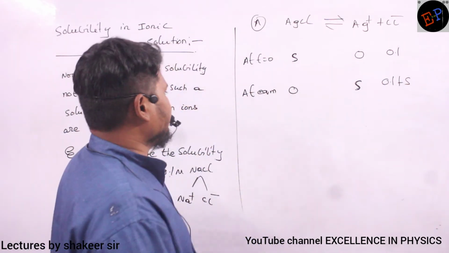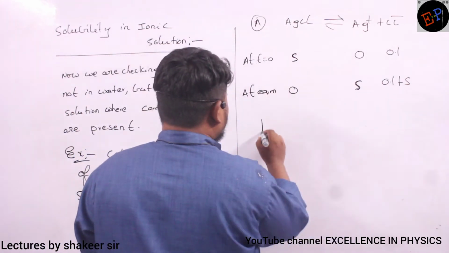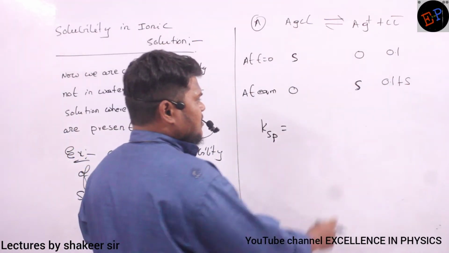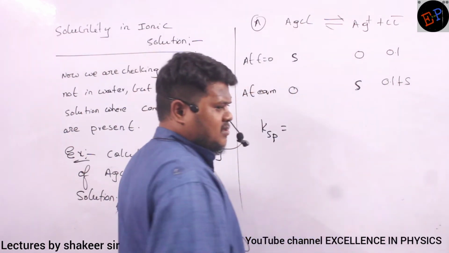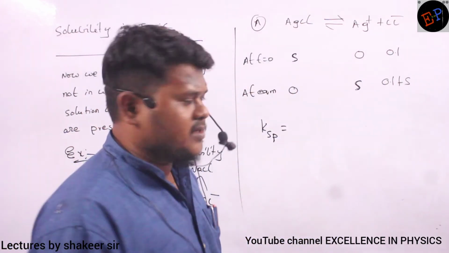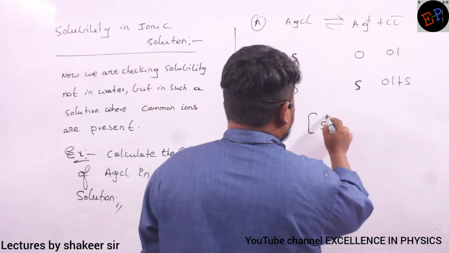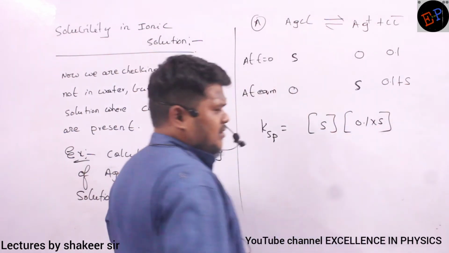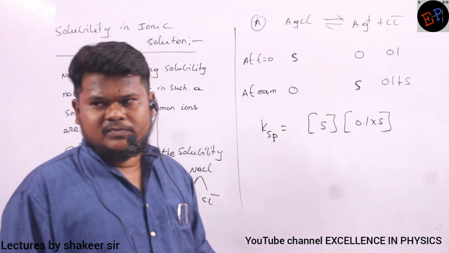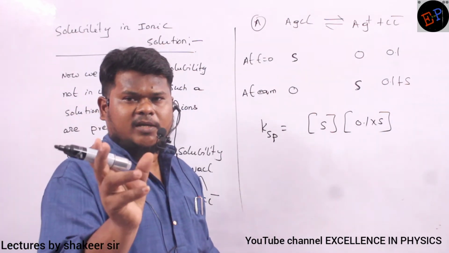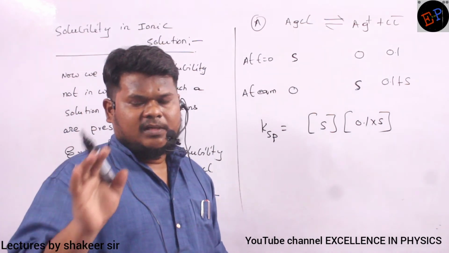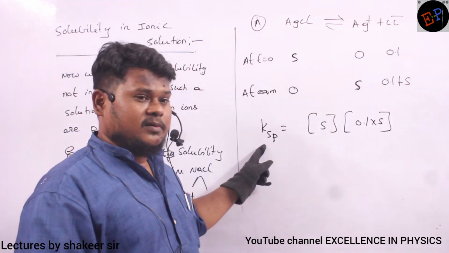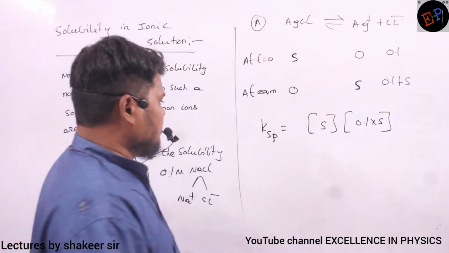Clear? Okay. So now how can you write Ksp? Ksp of a salt is the concentration of A plus multiplied by the concentration of B minus. So the concentration of Ag plus is S, multiplied by the concentration of Cl minus, 0.1 plus S. This is Ksp. Ionic product is nothing but Ksp; you can take the ionic product at any time, but the ionic product at equilibrium is called Ksp. Do you remember?